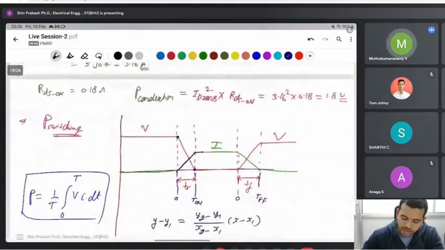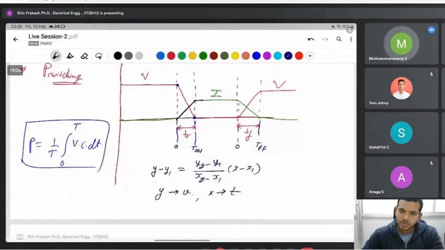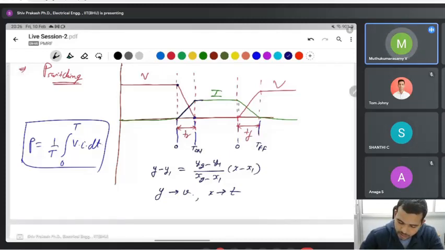No, sir. I'm talking about the delay and the turn off transition. In the turn off transition we have two time intervals: one is settling time, and the other is fall time. We are not calculating the power loss in the settling time. Why, sir? Because in settling time the voltage and current values are the same as the on time voltage and current values. Then why are we neglecting the settling time, and calculating only the fall time?